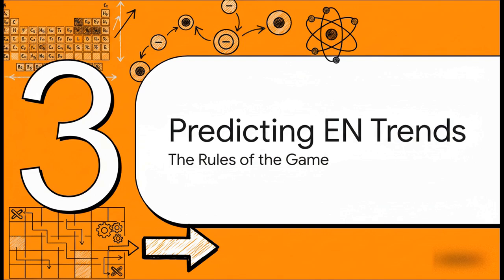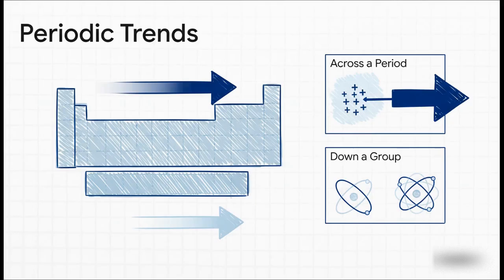So, how are we supposed to know which atoms are the strong ones without just memorizing the whole scale? Well, luckily for us, electronegativity follows some really predictable patterns on the periodic table. Let's look at the rules of the game. The two big trends are pretty straightforward. As you move from left to right across a period, electronegativity goes up. As you move down a group, it goes down.